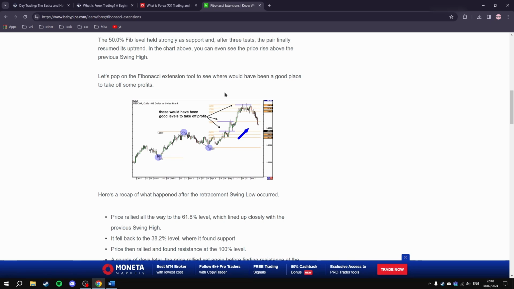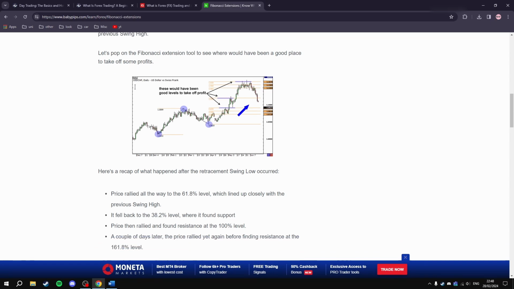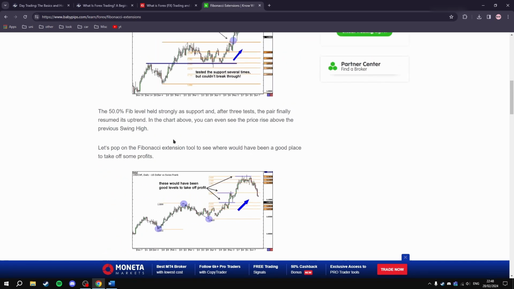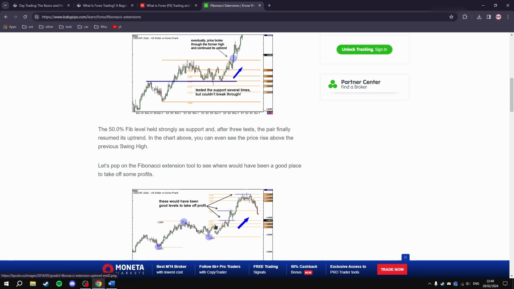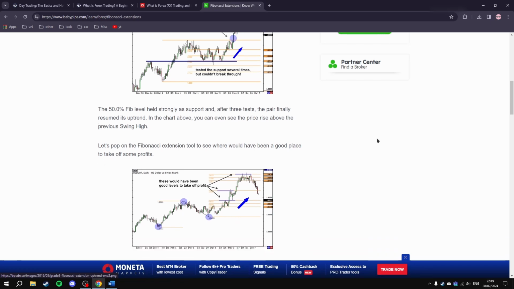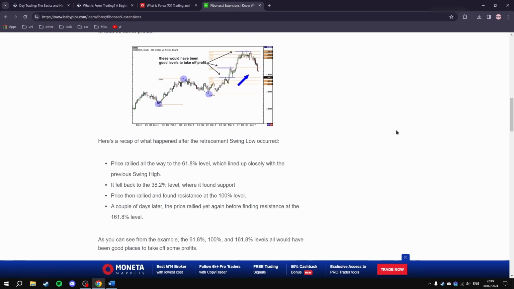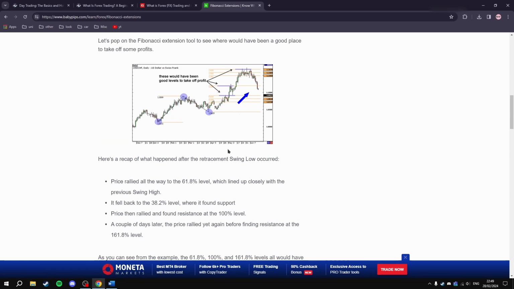Let's pop on the Fibonacci extension tool to see where would have been a good place to take off some profits. So here's that trend line again. Here's a recap of what happened after the retracement swing low occurred. Price rallied all the way to the 61.8% level, which lined up closely with the previous swing high. It fell back to the 38.2% level where it found support.